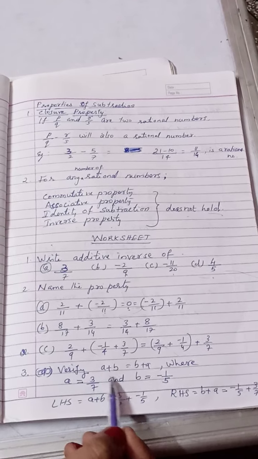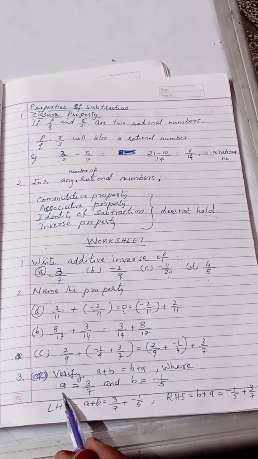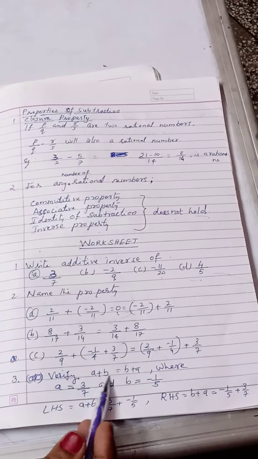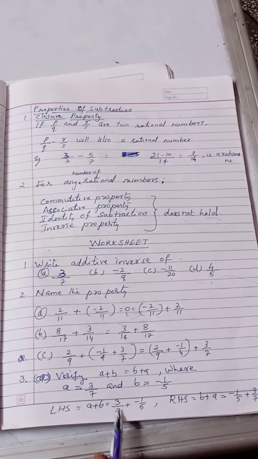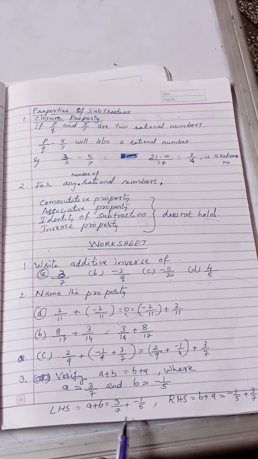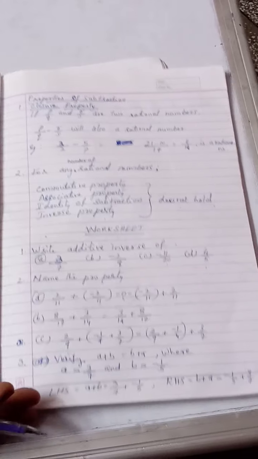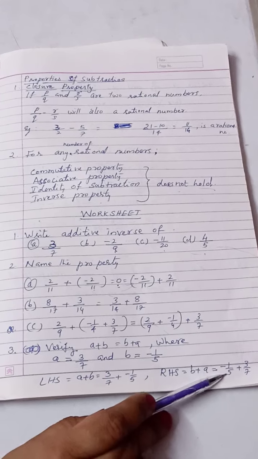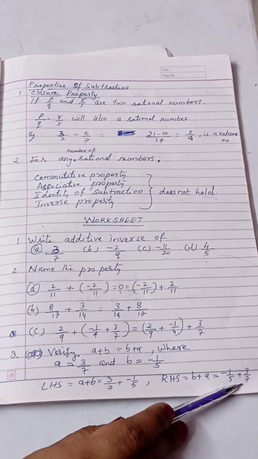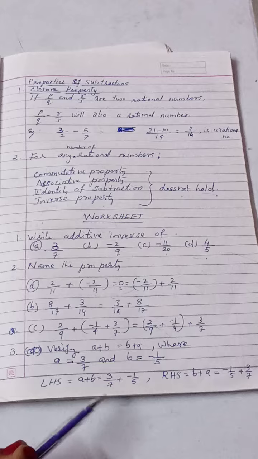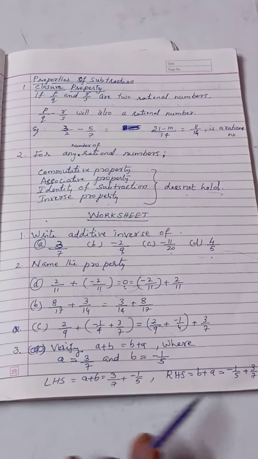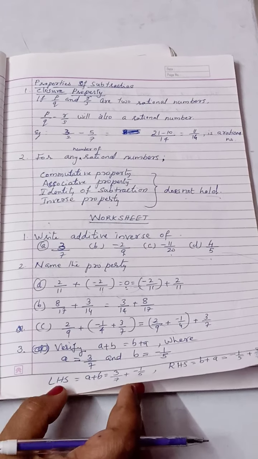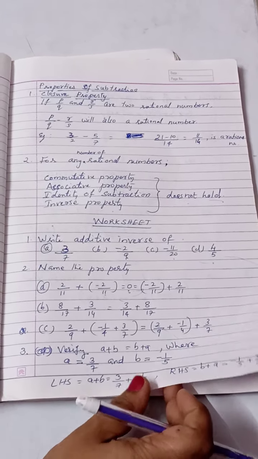Now verify a plus b is equal to b plus a, where a is equal to 3 by 7 and b is equal to minus 1 by 5. Here you take LHS, a plus b, that is 3 by 7 plus minus 1 by 5. Like that you have to find the answer for LHS. Then comes RHS, b plus a, minus 1 by 5 plus 3 by 7. Do this. You have different denominators, so you have to find the LCM here. Then see whether LHS and RHS are getting the same number or not.